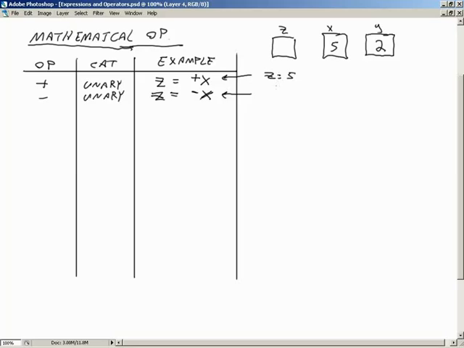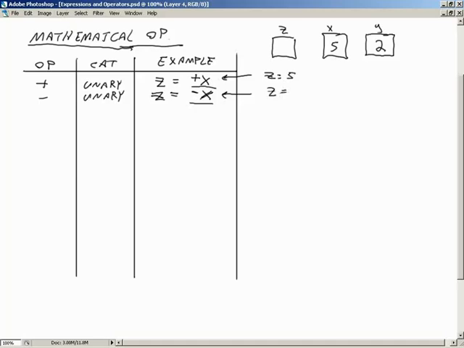Well, what if x contained a negative 5? Guess what z would have in it? It would have a negative 5. So whatever is on the right-hand side, when using the unary plus operator, is what ends up being assigned. That's what it gets evaluated to. End of story. But now when we use the unary minus, it's the same thing as doing this.